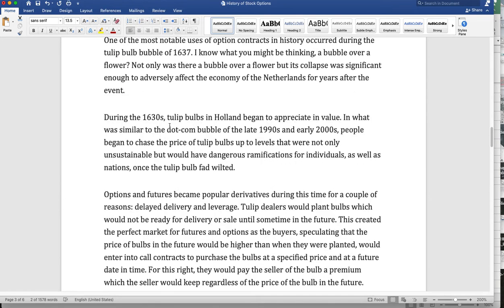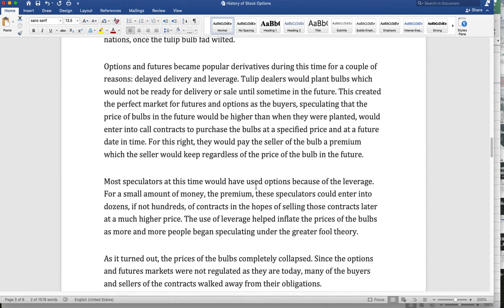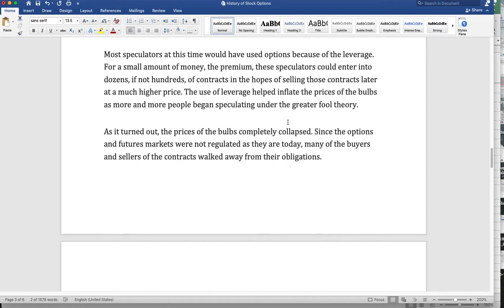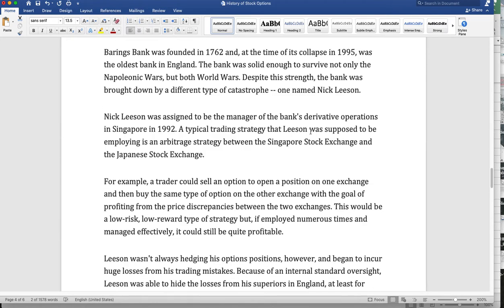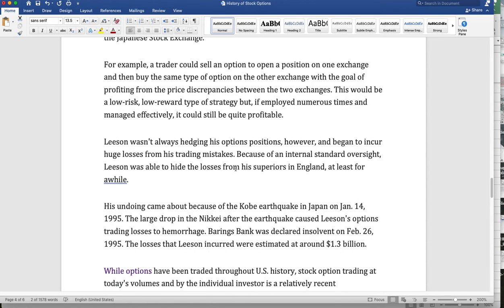Then they talk about the tulip bulbs of the 1630s, okay, and how options and futures became popular derivatives during this time period for a couple of reasons: the delay for delivery and leverage. A lot of it's speculation on the leverage. And then they talk about this bank here, and when it collapsed, from 1762 until 1995 it was the oldest bank in England. And then here's one example.